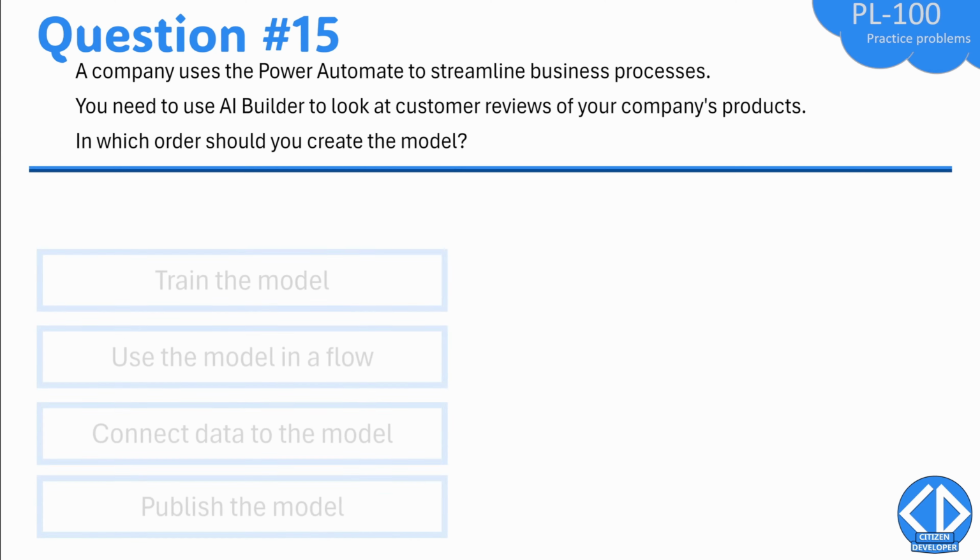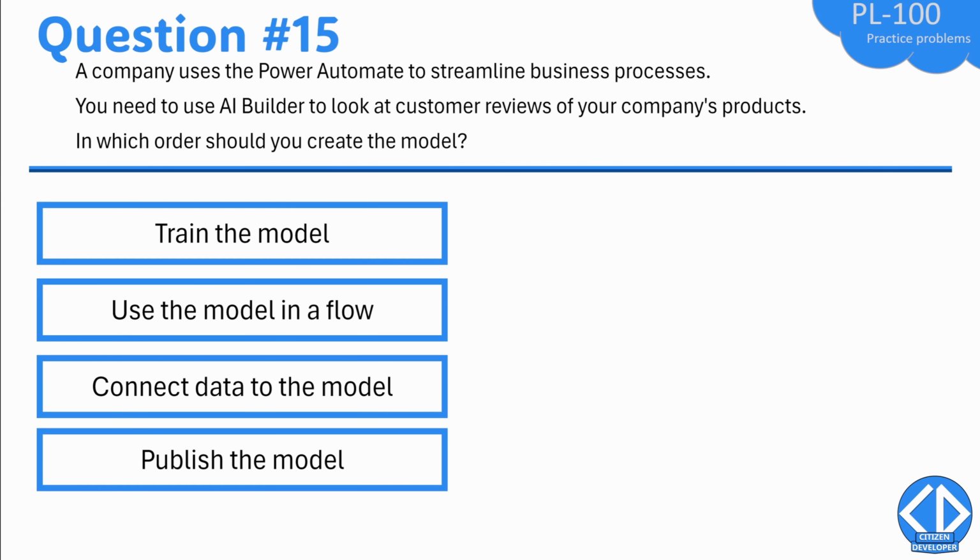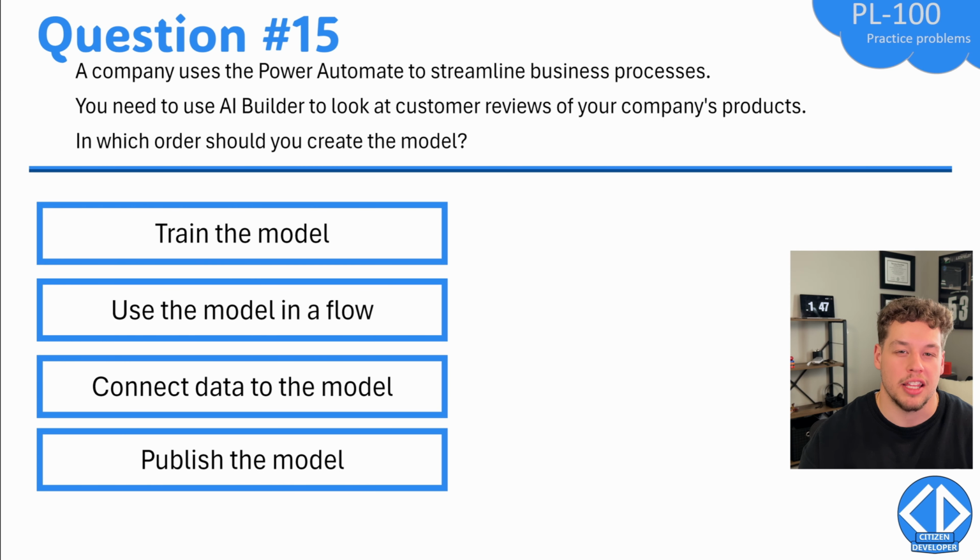So question, a company uses Power Automate to streamline different business processes, and you need to use AI Builder to look at custom reviews for your company's products. In which order should you create an AI model? You really just need to understand and think step by step what is needed for an AI model. You can't just pull an AI model out of thin air and throw it in your flow, right? The AI model needs to be created, trained, and added to the flow.